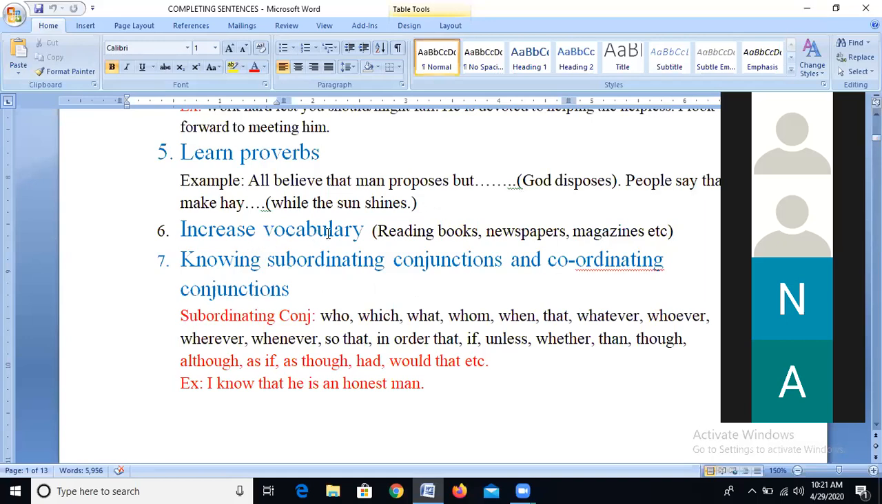Now, how can you increase your vocabulary? You can increase your vocabulary by reading books. You have textbooks.